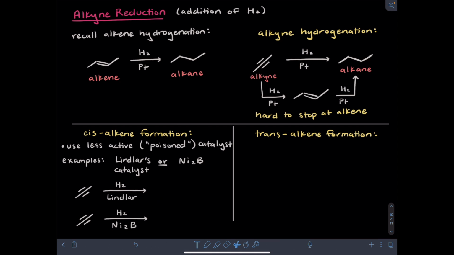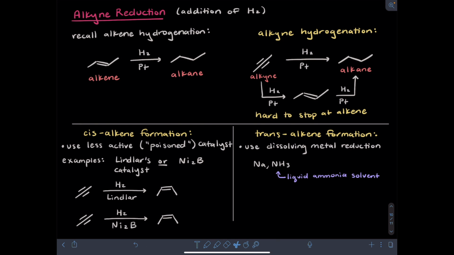So what your reaction would look like is starting out with an alkyne and treating it with hydrogen, either in the presence of Lindlar's catalyst or in the presence of Ni2B. In each case, these reagents promote the formation of the cis-alkene product. So you've added a hydrogen to each of the carbons of the alkyne on the same side to generate the cis-alkene.